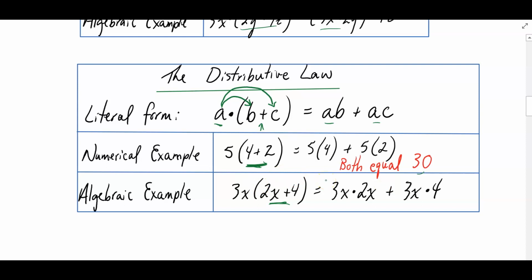And just in case you're the kind of person that really likes these things finished, let's finish this up. 3x times 2x is 3 times 2, which is 6. x times x is x squared. And 3x times 4 is 12x. All right, we'll get working on that later on in the chapter, but I just finished that because I know some people like to see things finished up. This is really just an illustration of the distributive law.